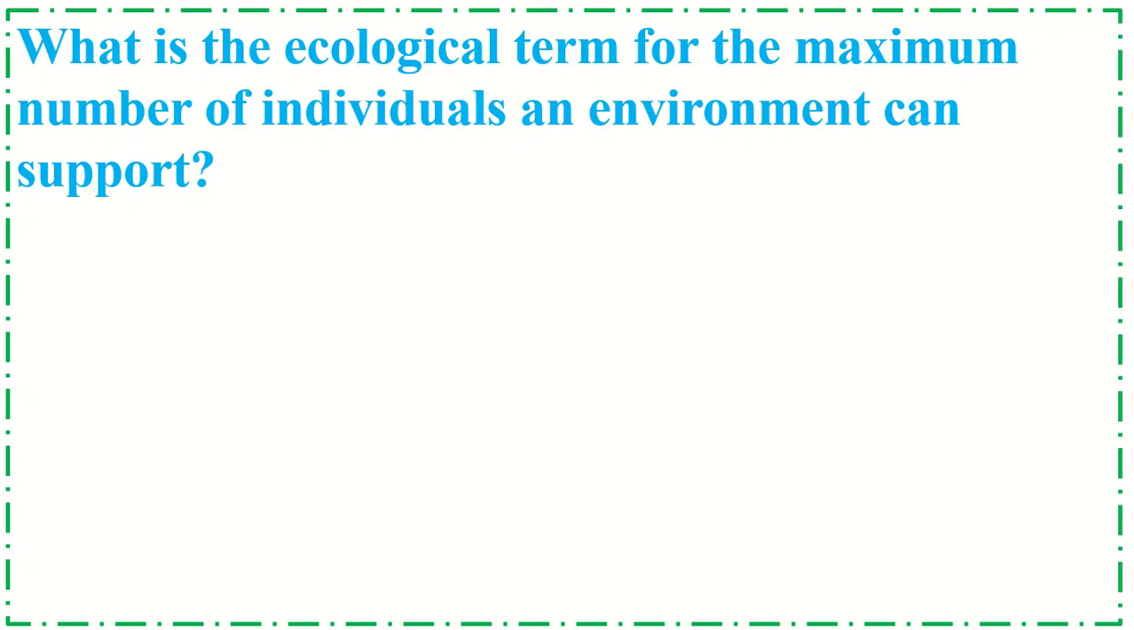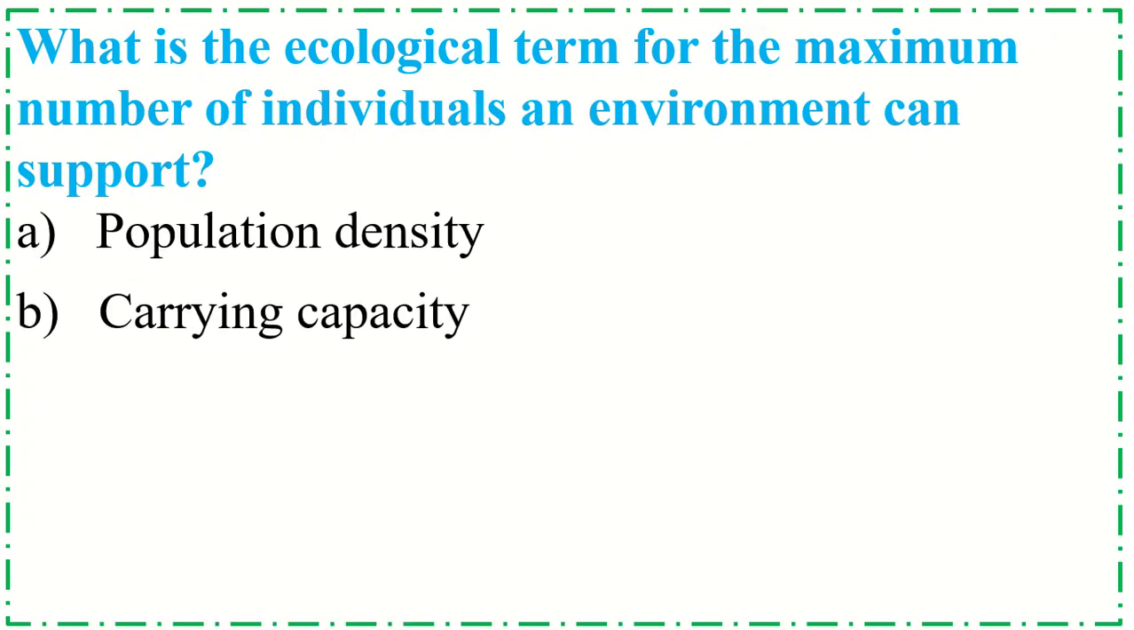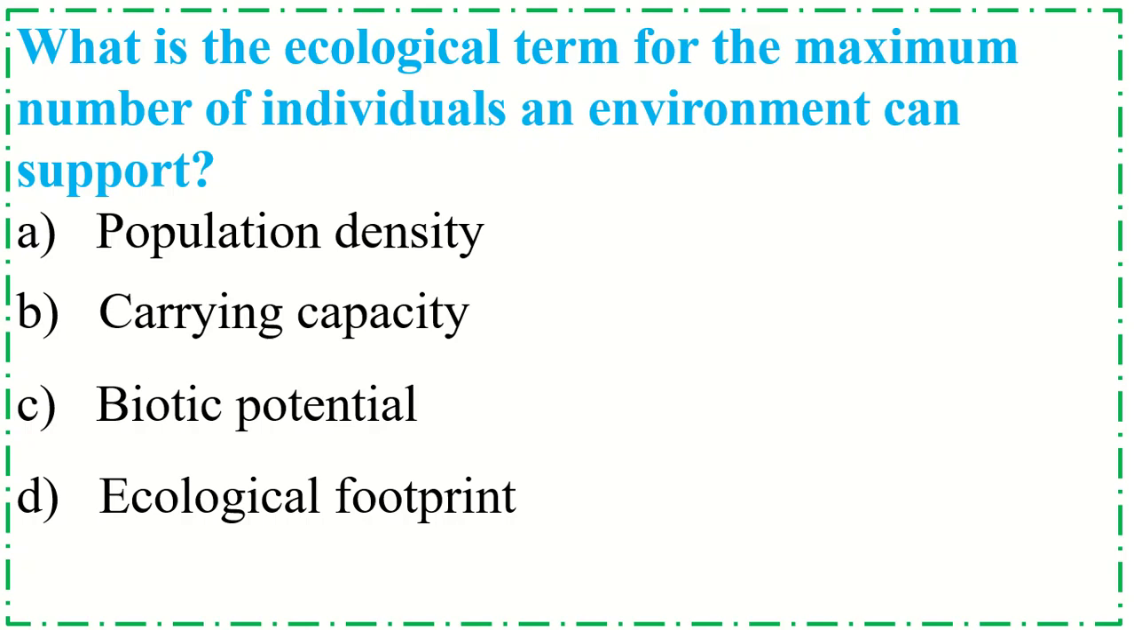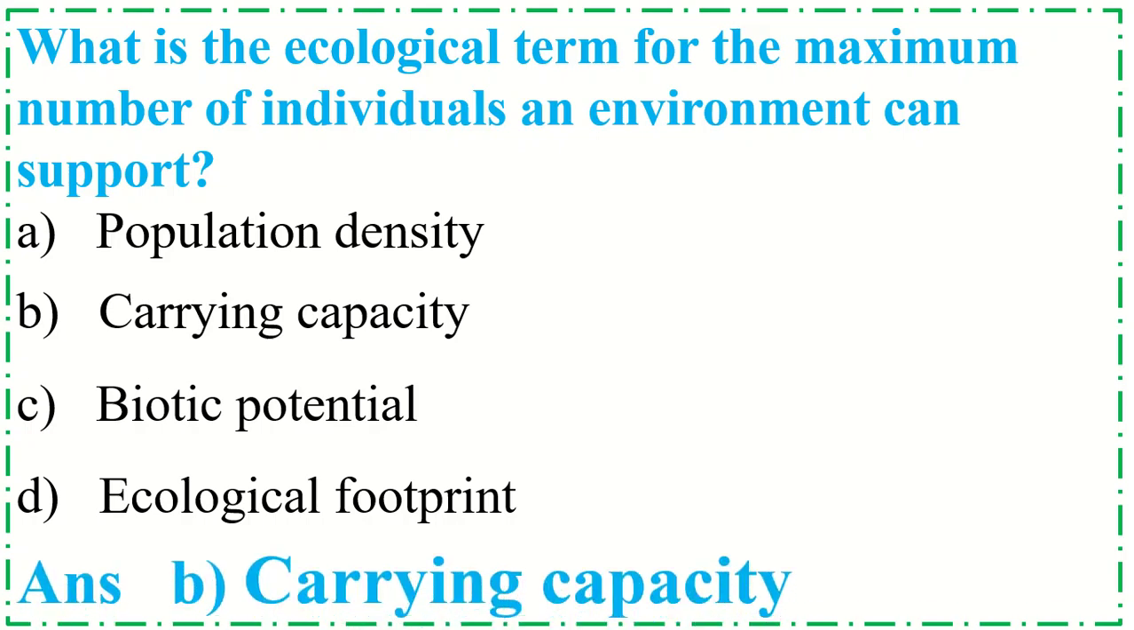What is the ecological term for the maximum number of individuals an environment can support? Option A, population density. B, carrying capacity. C, biotic potential. D, ecological footprint. Correct option is B, carrying capacity.